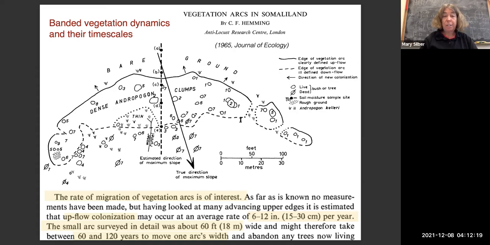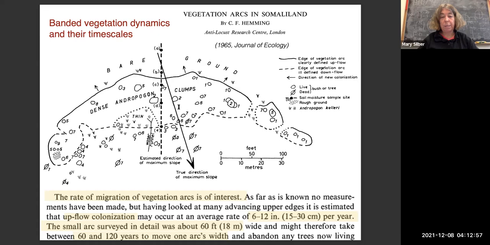And one of the observations he makes is that there is colonization going on at the leading edge of the band. So there's some recruitment going on at the top edge of this band, top meaning in the upslope direction. And at the downhill side, there's die-off going on. And he makes the observation that these vegetation arcs are actually migrating upslope at a rate that he observes of about 15 to 30 centimeters per year.